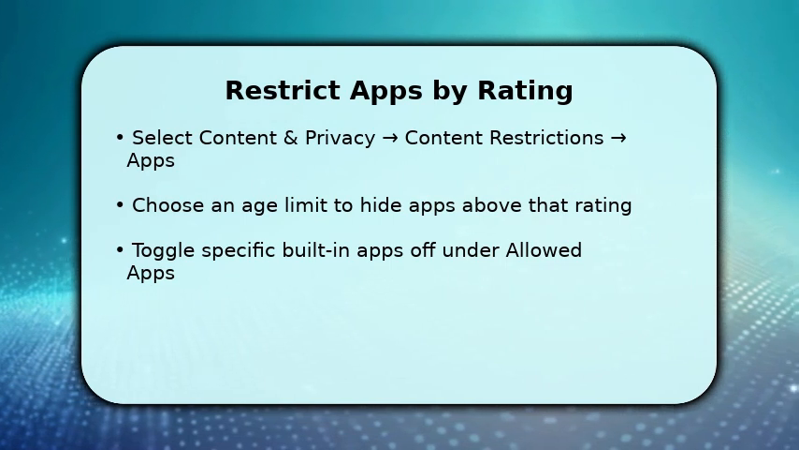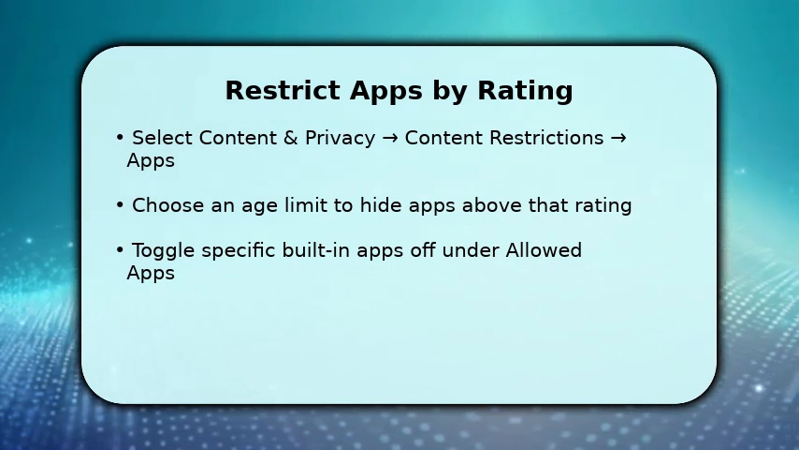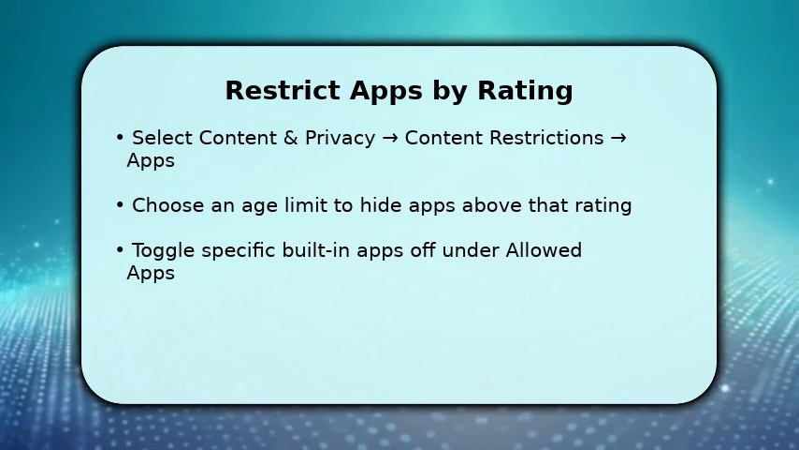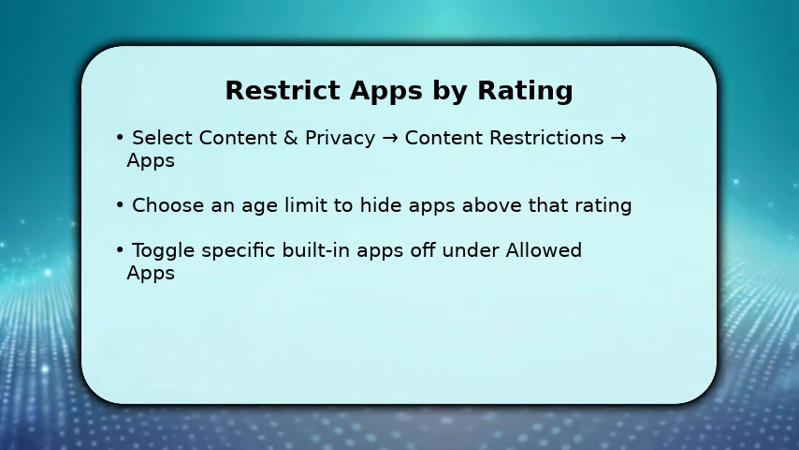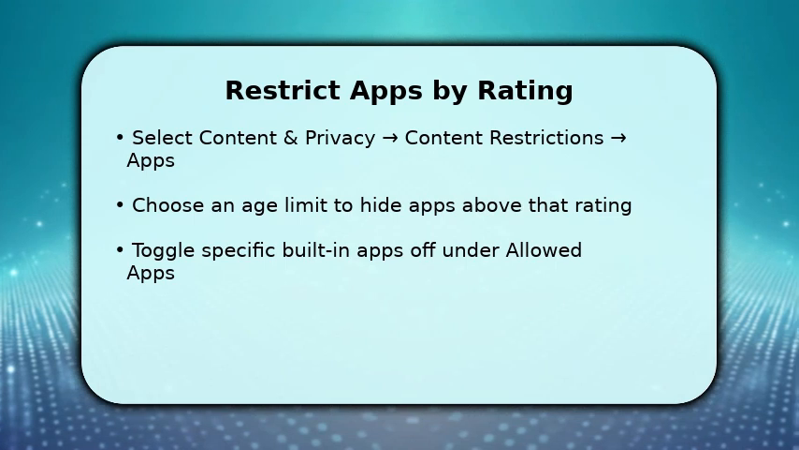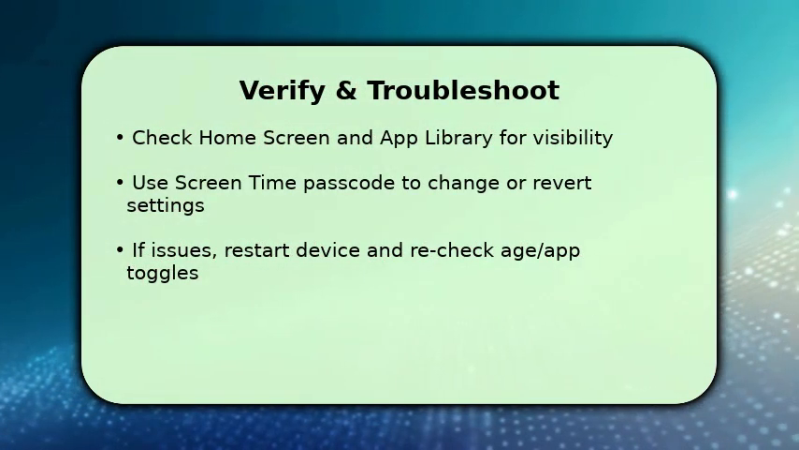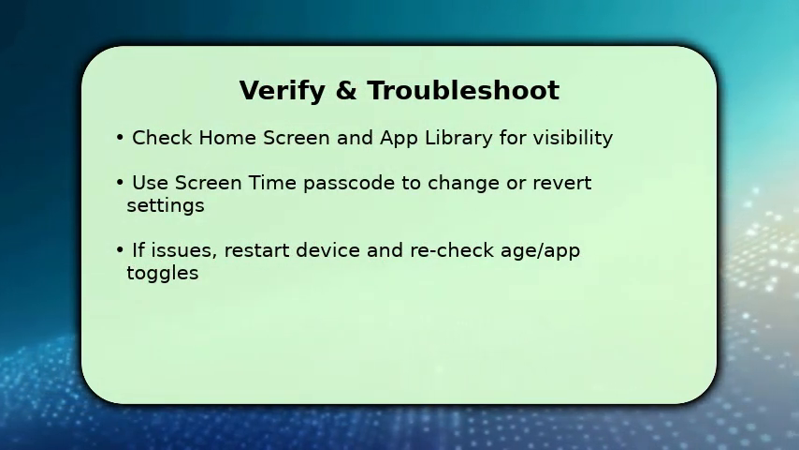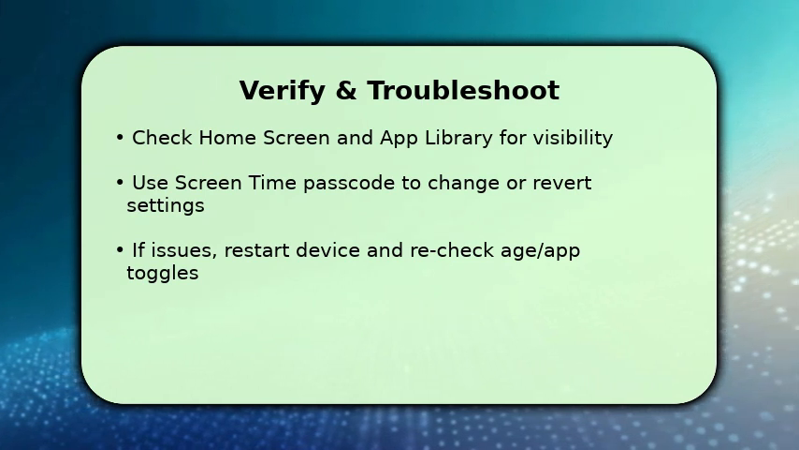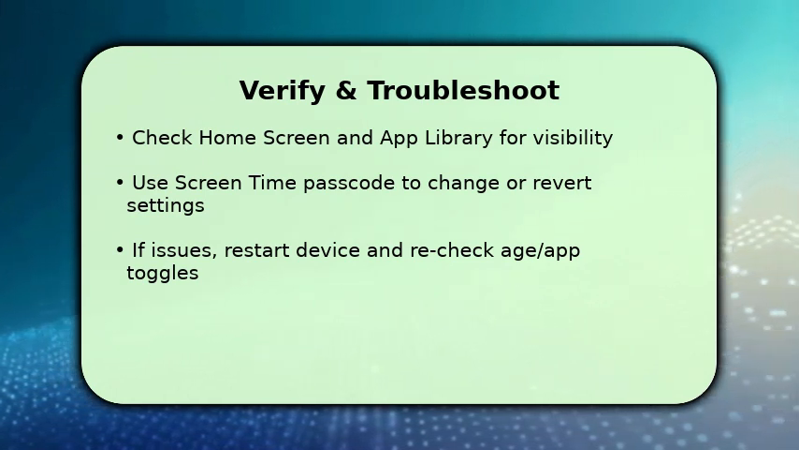Make sure to test with an app you expect to hide. If it remains visible, adjust the age threshold or disable that app in Allowed Apps until it disappears from view. Finish by confirming the targeted apps no longer appear on the home screen. Remember, some may still exist in the app library unless you remove them from there.